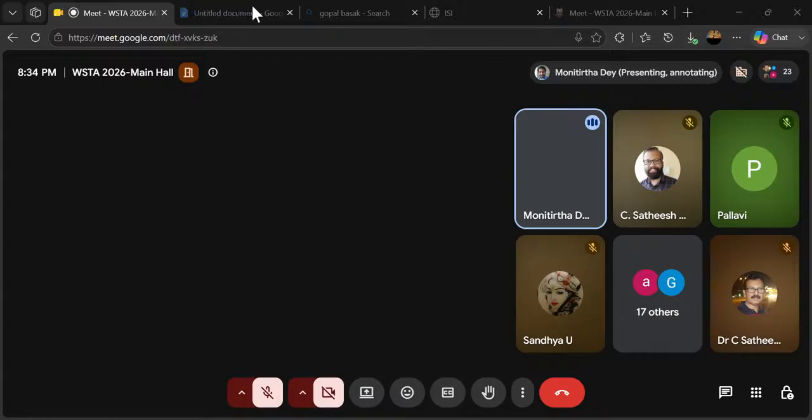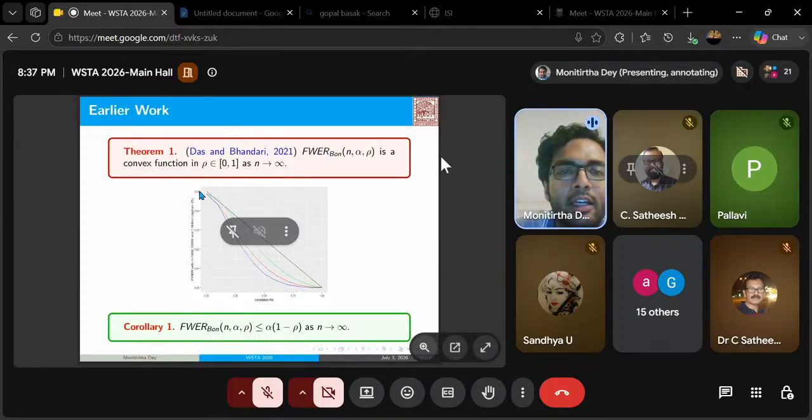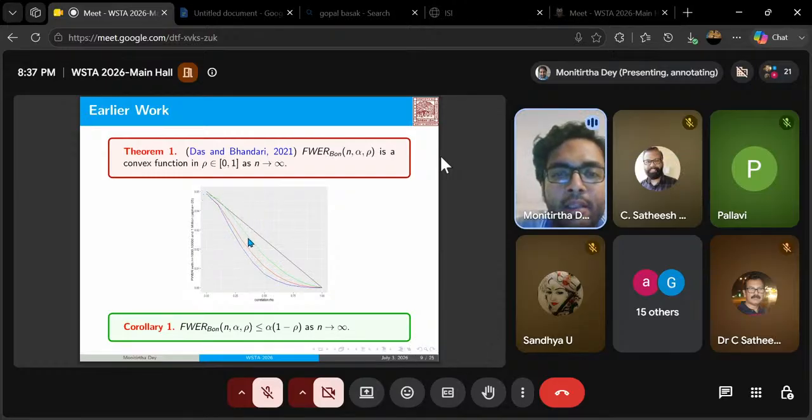Now, Dasgupta and Bhandari considered this equicorrelated setup, and they showed that asymptotically, the Bonferroni FWER is a convex function in the equicorrelation rho. In this plot, on the x-axis we have the correlation parameter rho, and on the y-axis we have the FWER. The green, red, and blue curves respectively denote the FWER values for n equal to 1000, n equal to 10,000, and n equal to 1 million. So you can see that as the number of hypotheses increases, the convexity becomes more and more apparent.